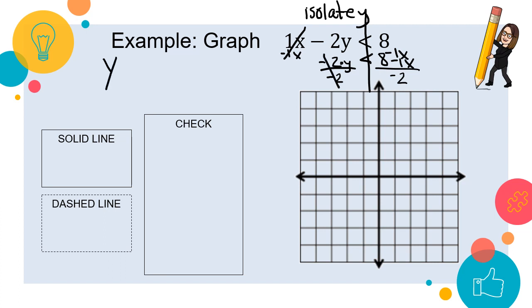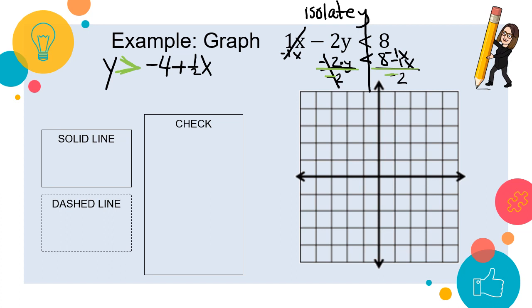I've got y. Careful here. I divided by a negative, so what do I have to do? Flip the sign. Okay. 8 divided by negative 2 is negative 4. A negative 1 divided by negative 2, that'd be positive. And 1 doesn't divide by 2, so let's just leave it as 1 over 2. And then don't forget your x, okay?